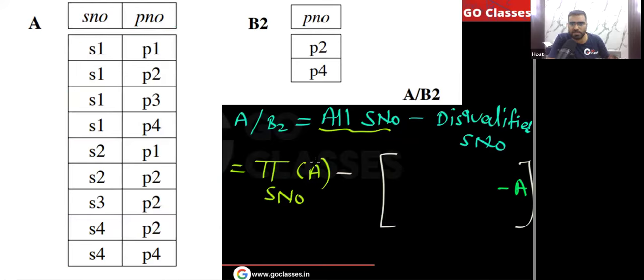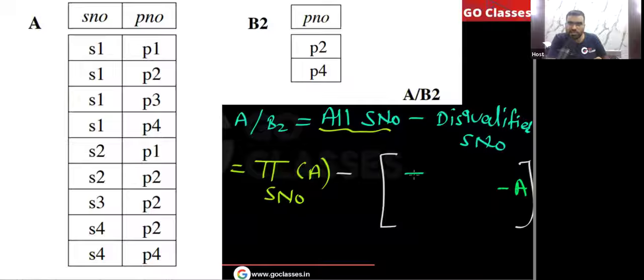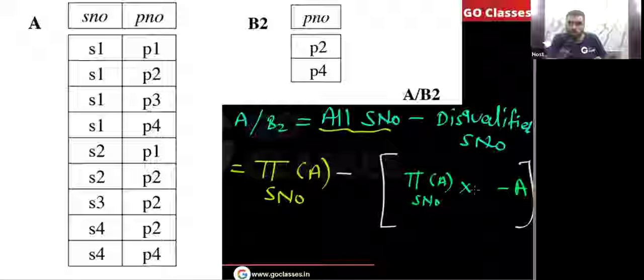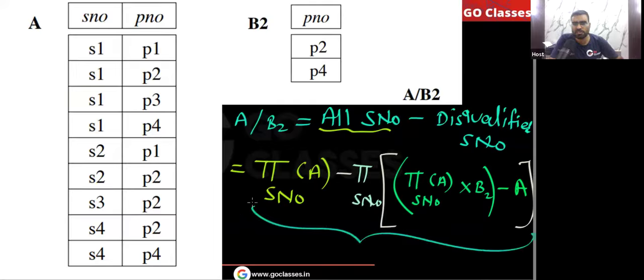S number, P number pairs. Ideally, they should pair with B2. The ideal situation is this: you find S number from A, cross product with B2. From ideal minus actual, you then project S number. This is your answer. That's it. Remember, all S numbers minus disqualified. These are disqualified. Please tell me, did you understand? Let me know.